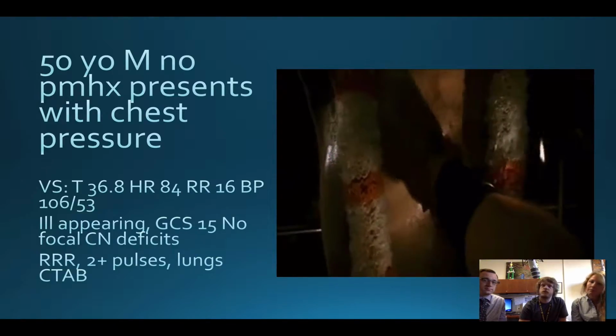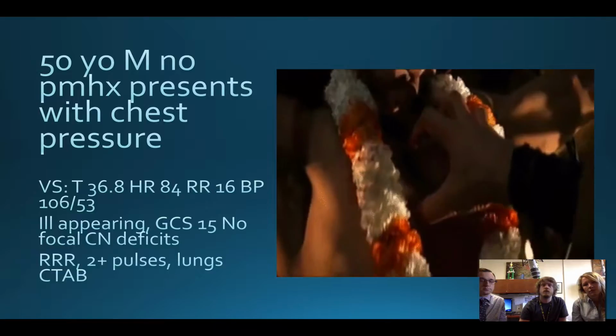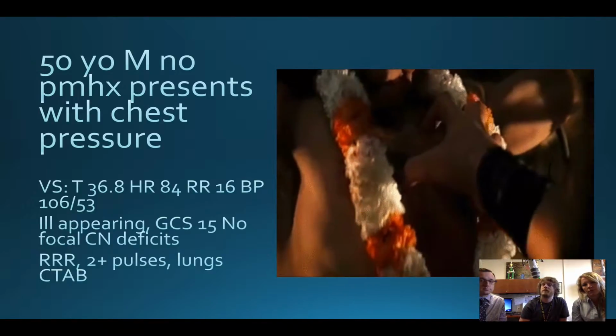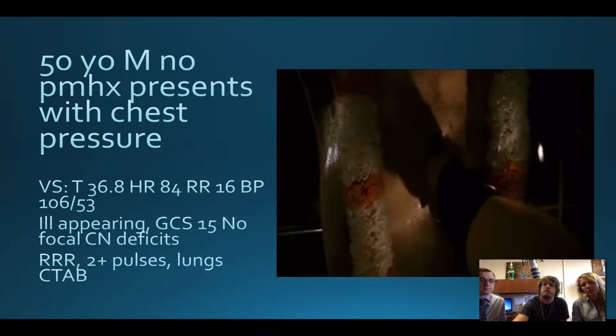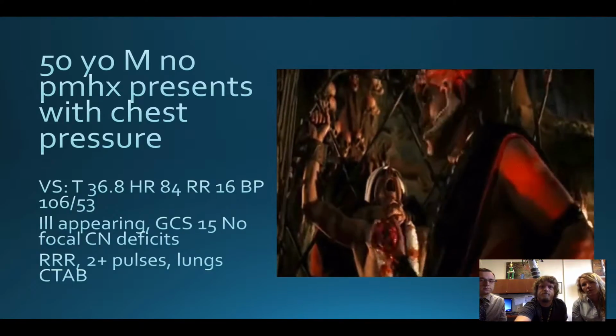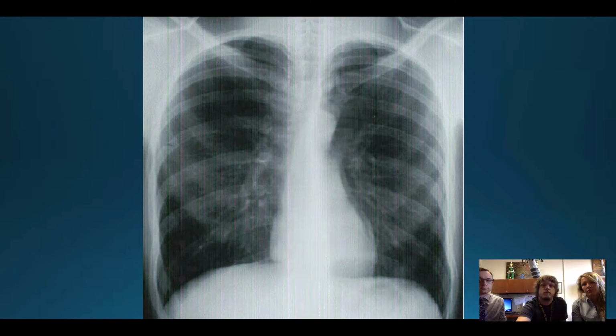Vital signs showed he was afebrile, normal heart rate, blood pressure was a little low, and the real thing that was abnormal with him is he really looked sick. The rest of his exam was relatively unremarkable. Obviously, the first thing we do is get an EKG. We took a look at it. It doesn't really show any signs of major ischemia, no T-wave inversions, no big ST segment changes.